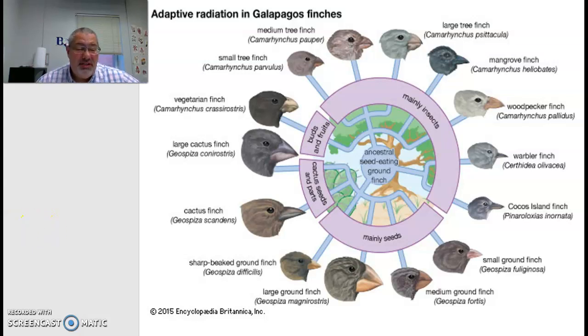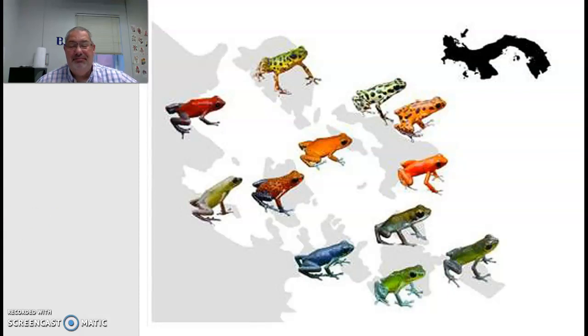Let me give you a third example of adaptive radiation. Different species of poison arrow or poison dart frogs that live within the Caribbean. So different color patterns have developed. They all have a very similar body shape, very shiny, slick, moist body, but very different color patterns.